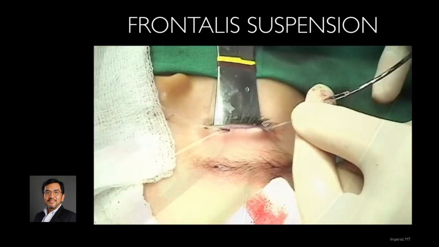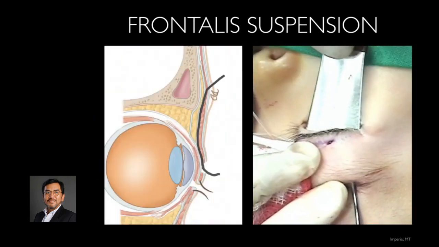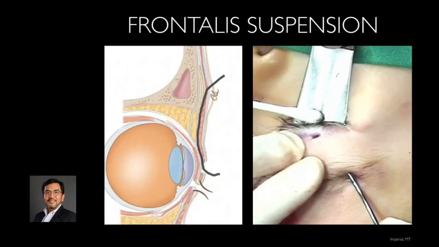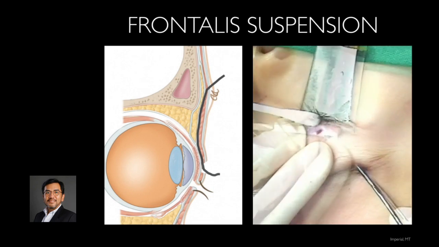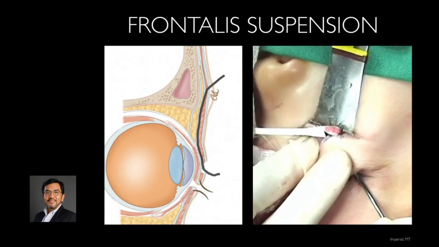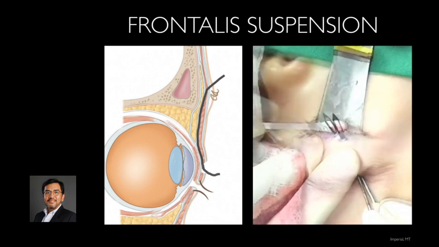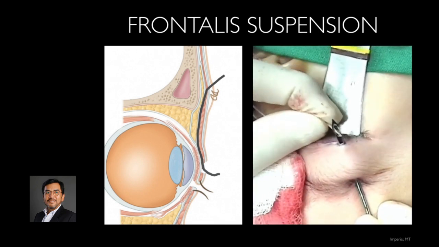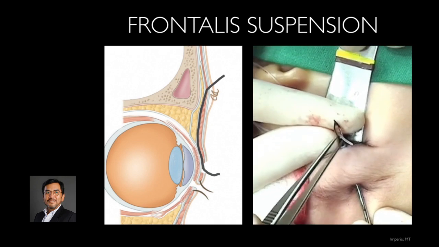Another pass is then made from the eyebrow incision to the lid crease. The plane should be below the muscle layer and above the orbital septum as seen in the diagram on the left.